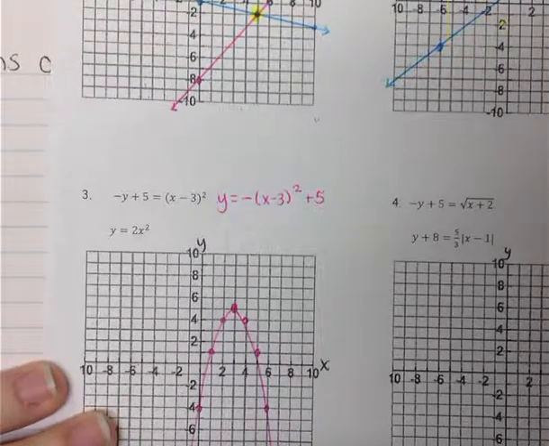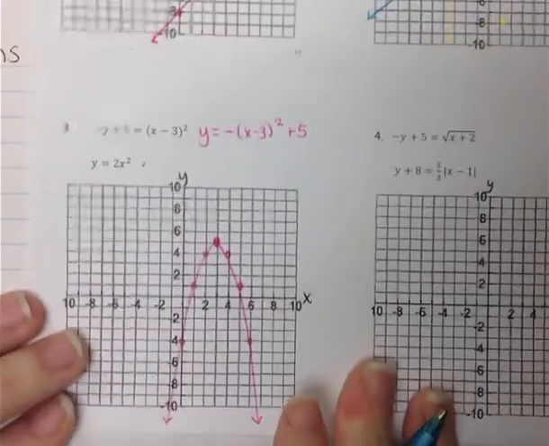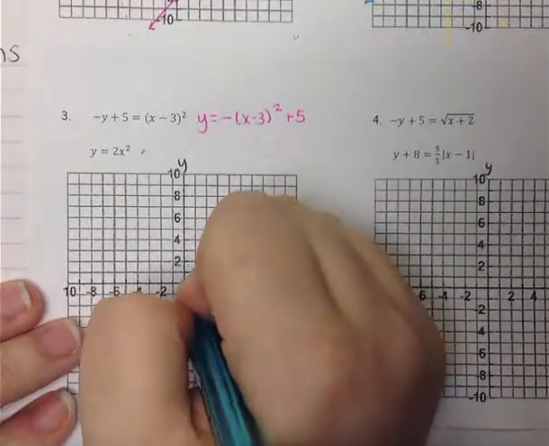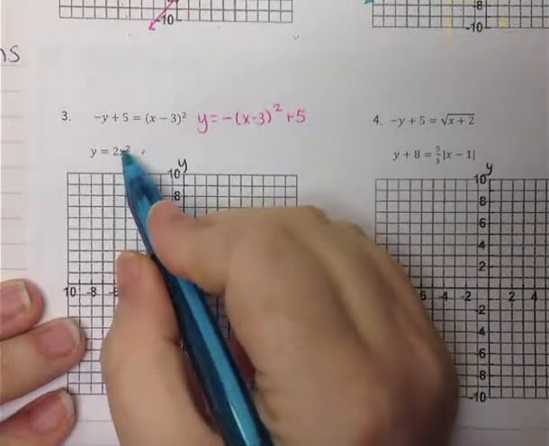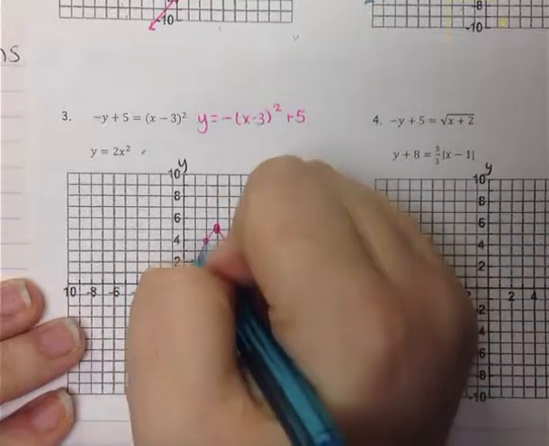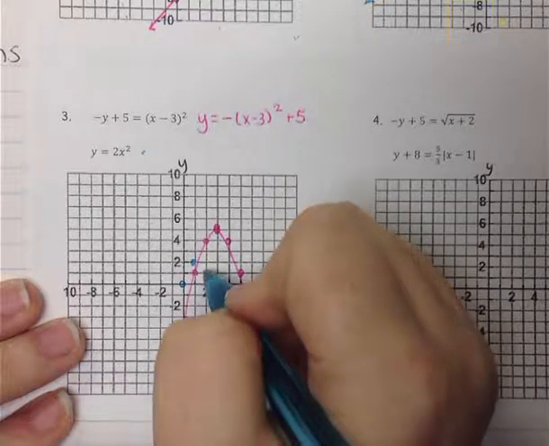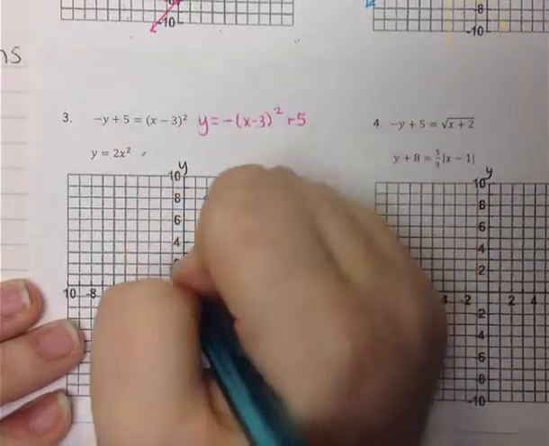The next one is the blue, which is already in the correct format. The vertex is 0, 0. If I plug in 1, 1 squared is 1 times 2 is 2. So it'll be 1, 2. That pink does not go through 1, 2. 2 will be 8, because 2 squared is 4 times 2 is 8. And I can mirror these.